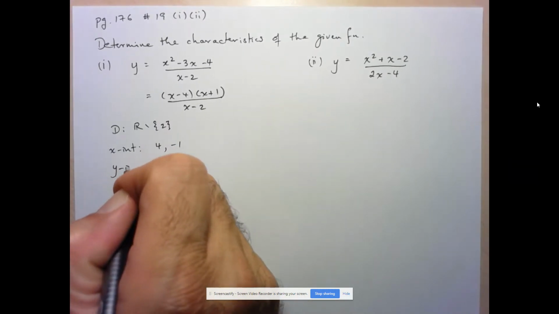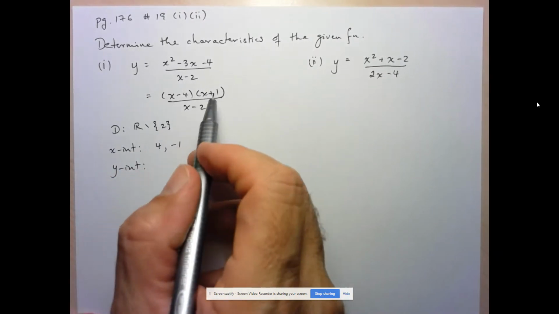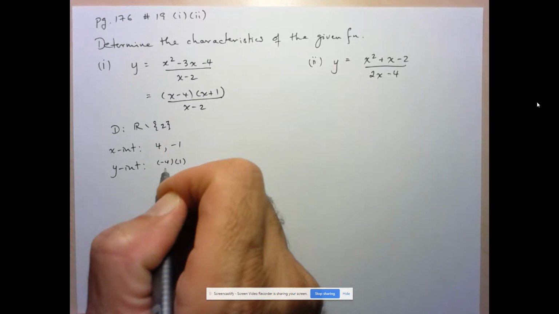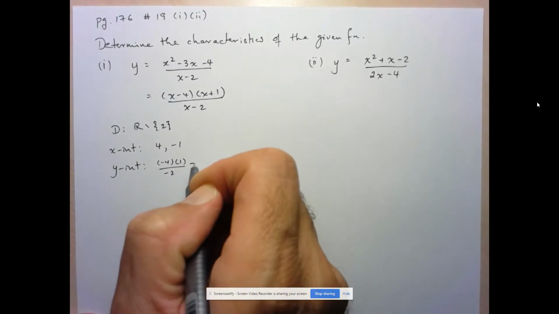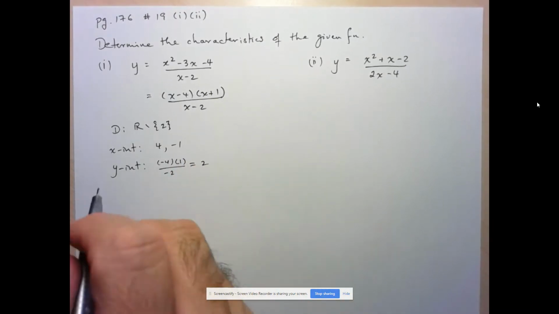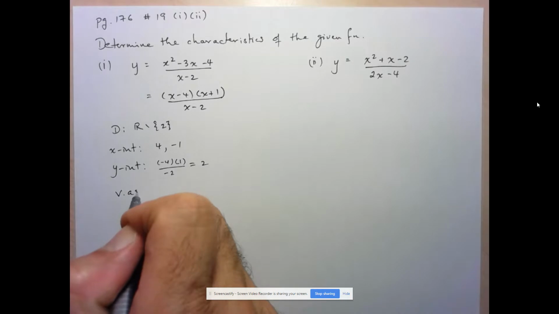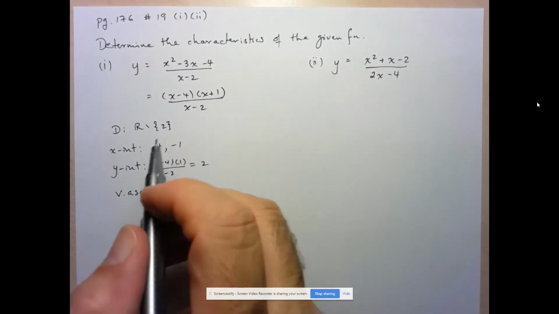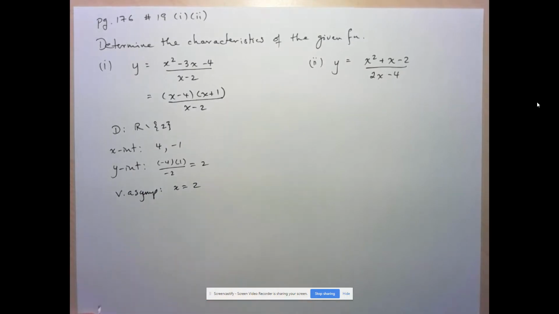If I want to look for the y-intercept, I can just put 0 in for x. So we have negative 4 times 1 divided by negative 2. So that's negative 4 over negative 2, which is 2. All right, the vertical asymptotes. Well, there's only one. It's going to be x equals 2.